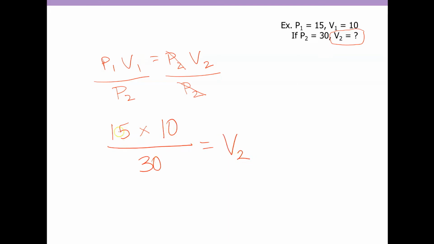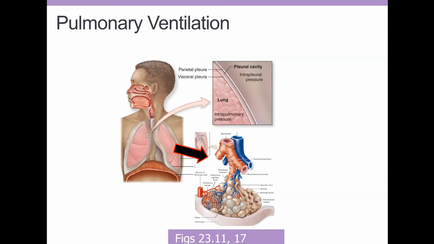Then you just do your math. 15 times 10 is 150. 150 divided by 30 is V2, and you can cross out your zeros. 15 divided by 3 is 5. So that's how you should get the 5.